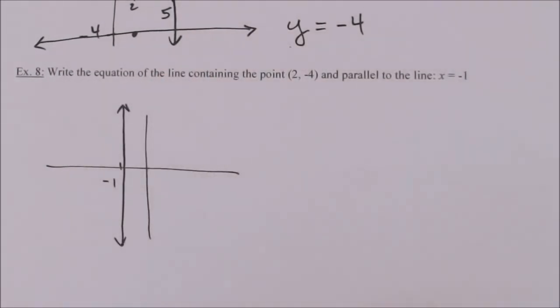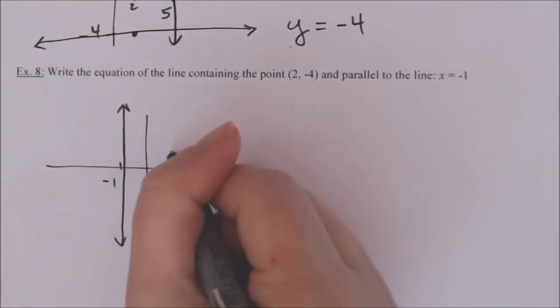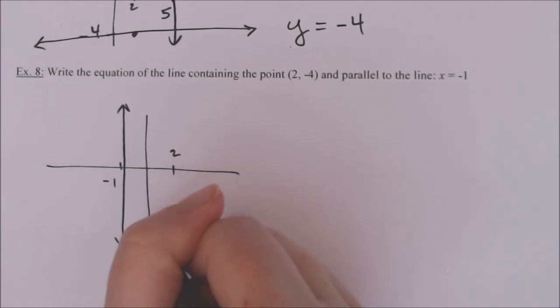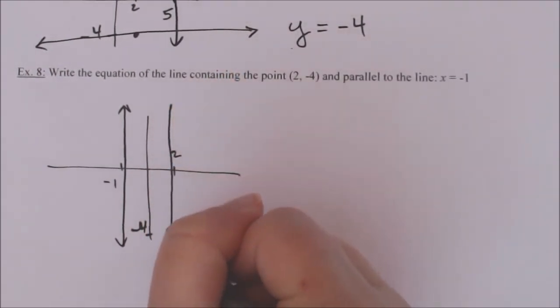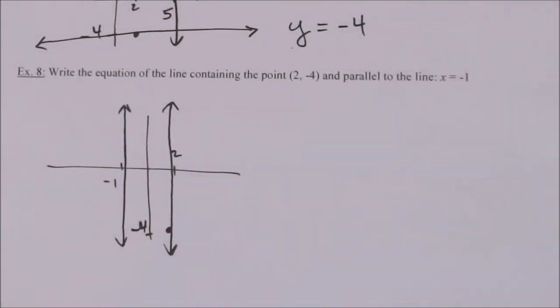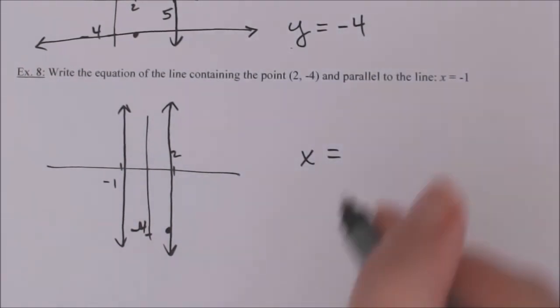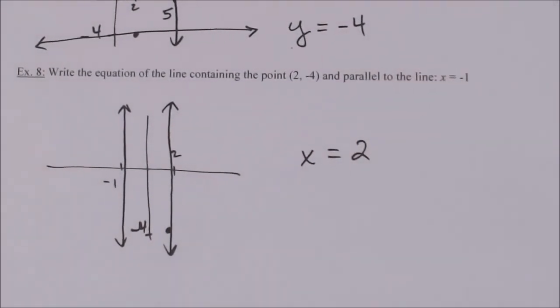So again, we want it to go through the point (2, -4). And then it needs to be parallel, so it also has to be a vertical line. Well, what's the equation then for a vertical line? It's going to be x equals, and then what x value is that going to go through? Has to go through 2. x equals 2.